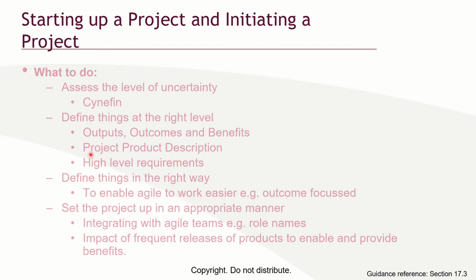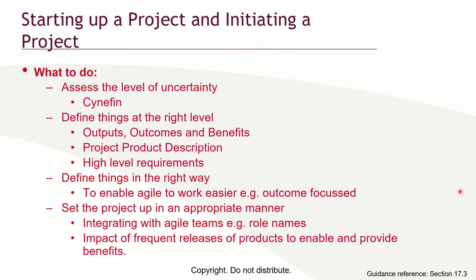What do we do under this? Under this, you assess the level of uncertainty. That is, you identify what are the outcomes and benefits rather than the solution. That is the way of thinking which allows for agility. You are focused on the outcome. What are the outcomes we want to achieve? And for you to identify your outcome and the benefit, you need to assess the level of uncertainty.